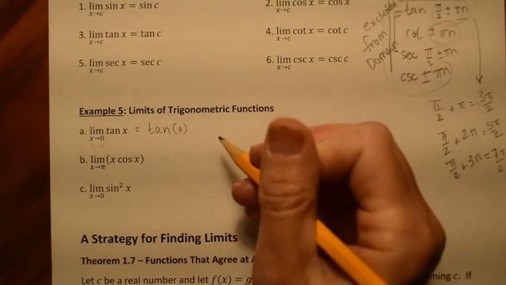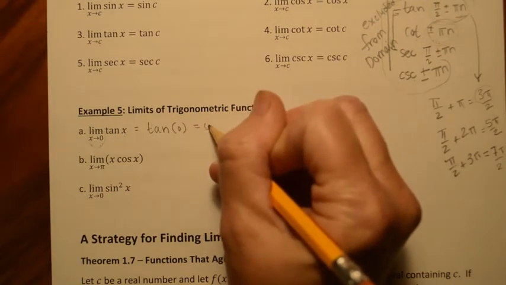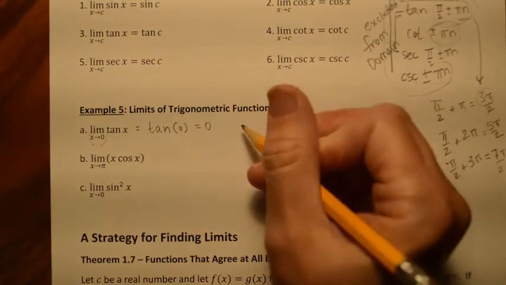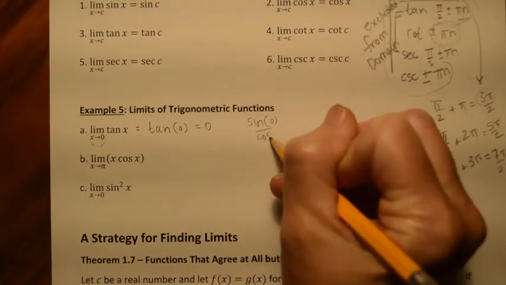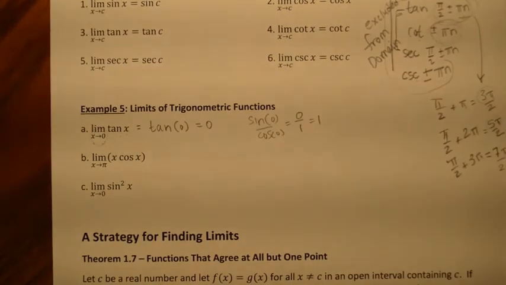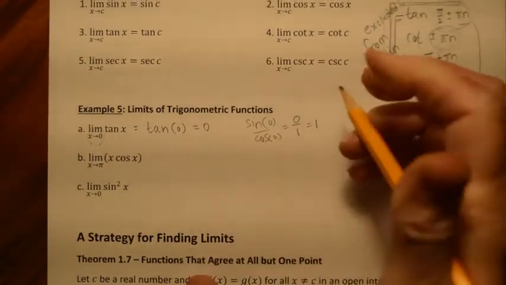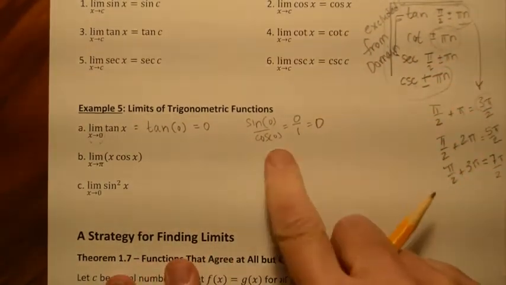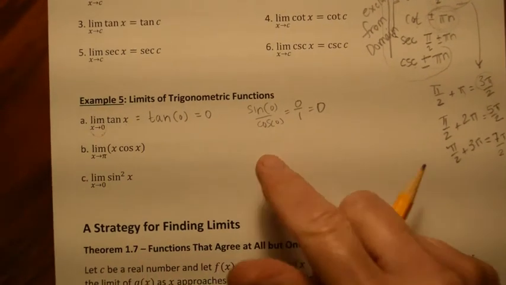And hopefully you remember that tangent of 0 is just equal to 0. You could use your unit circle. You could say, oh, I know it's sine of 0 over cosine of 0. I know sine of 0 is 0 and cosine of 0 is 1, therefore it's 0. Whatever method you need to use to remember that tangent of 0 is 0, that's fine.